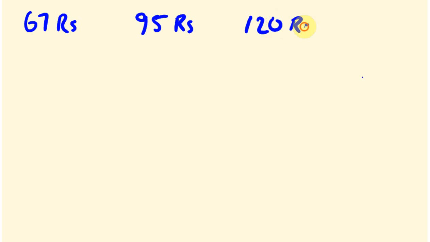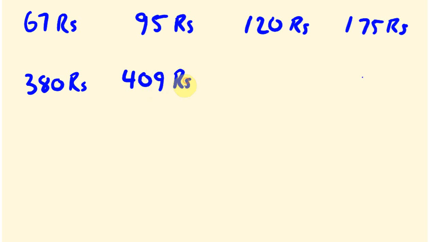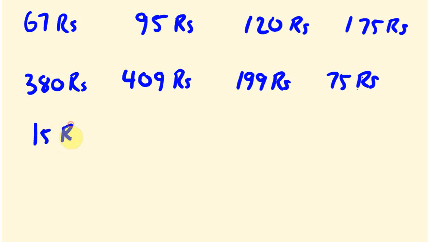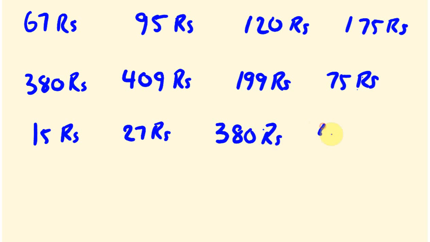So say we're talking rupee, and we had things that were costing 67 rupee, 95 rupee, 120 rupee, 175 rupee. We might do something which is 380 rupee, 409 rupee, 199 rupee, 75 rupee, 15 rupee, 27 rupee, 380 rupee, and 455 rupee. Okay, so the way that we might be adding these together, see how you go.